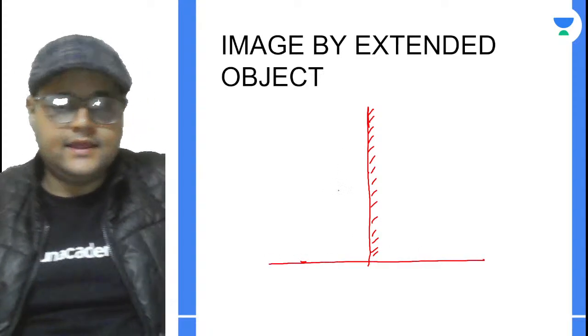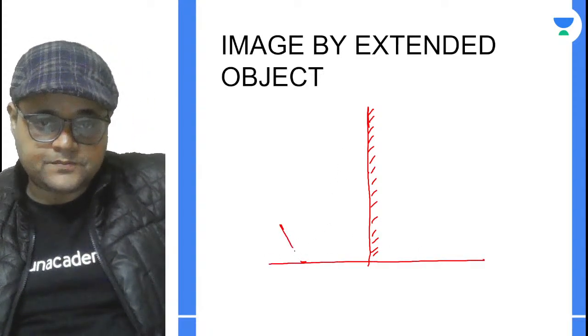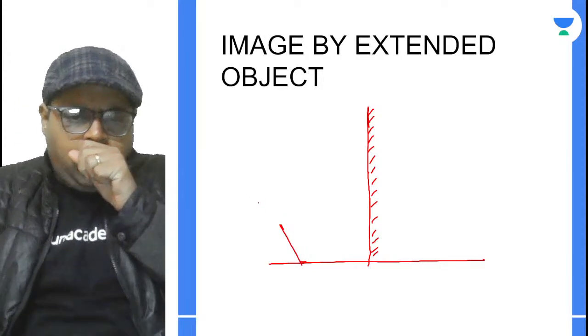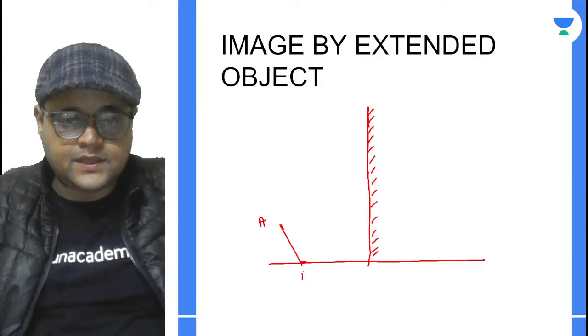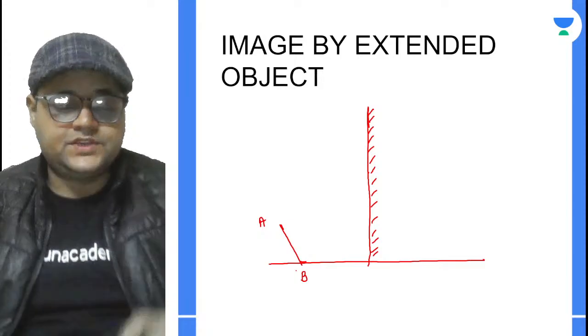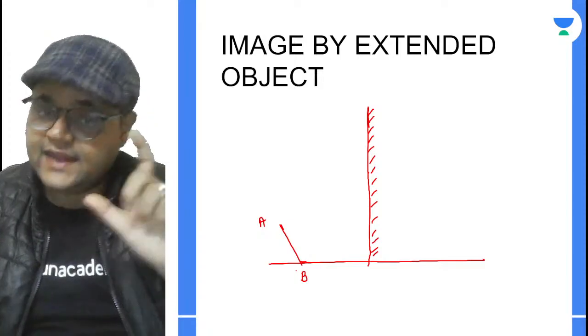Right, this is a plane mirror, and let me draw a horizontal line first. Let us suppose this is your object. This is A, this is B. Now it is not a point object, it has its particular length.